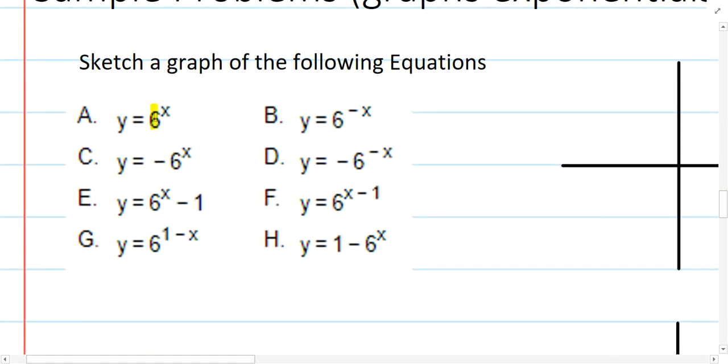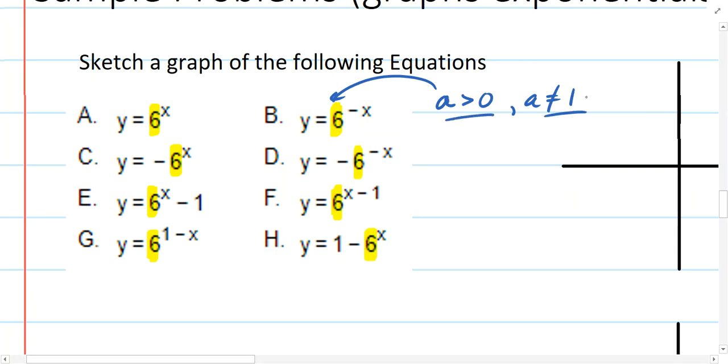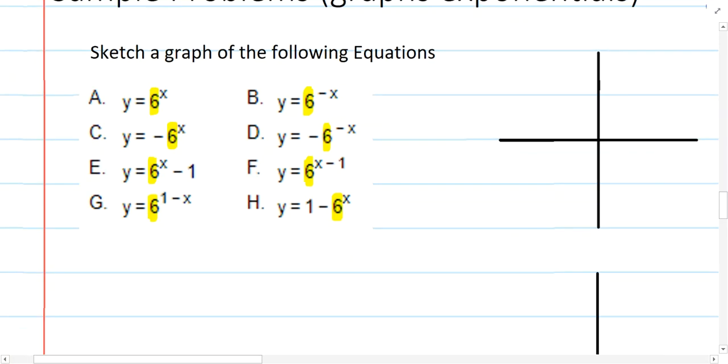Now, it is also important to note that while all 8 of these examples are written with a base value of 6, any A value here would suffice. Any A value in this position would be okay, as long as A is positive and A is not equal to 1. Those are the 2 restrictions that we have on the base values for exponentials. So let's talk a little bit about the behavior of each of these functions.